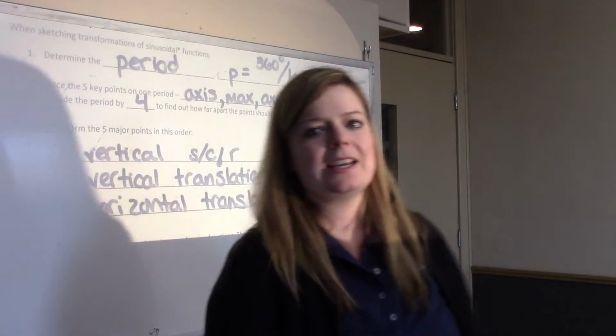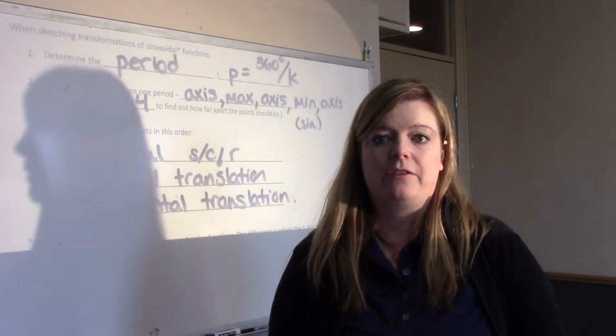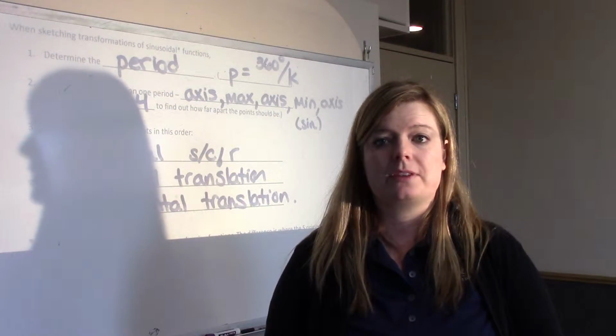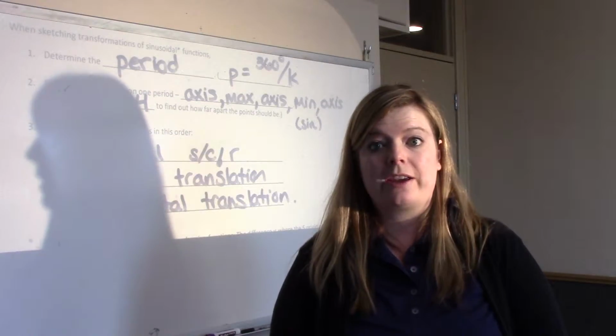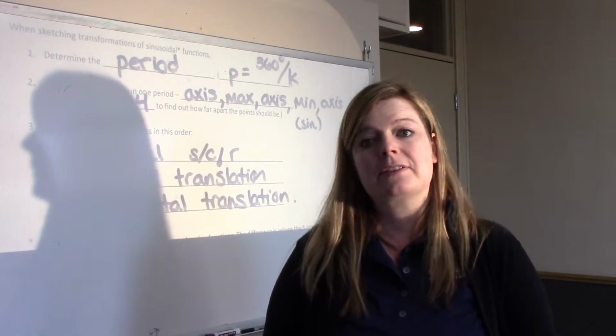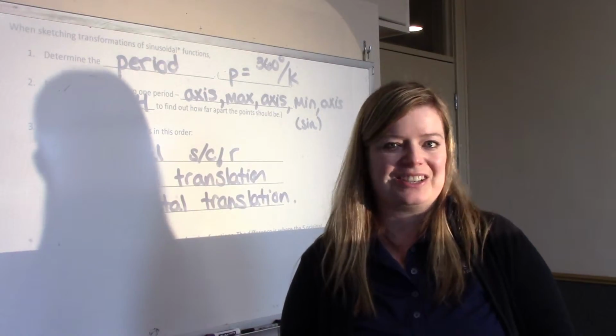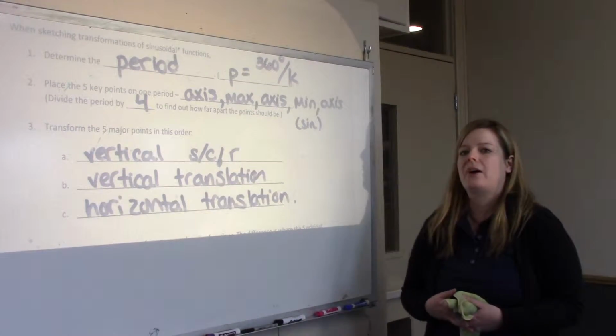Hi everybody, so this is a continuation of our note on transforming sinusoidal functions. So that means sine or cosine functions. We already learned what all of the parameters do and how they affect the curve. So now we're going to put that all together and graph some more complicated sinusoidal functions. So here's one method of how to graph, okay?